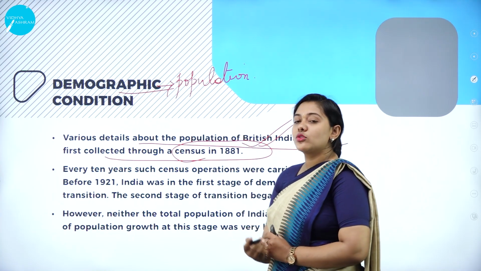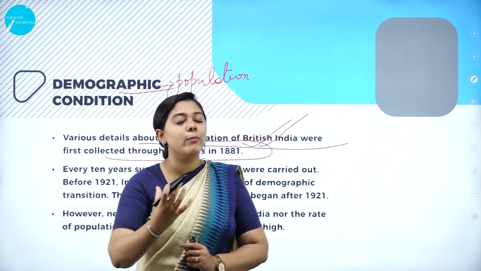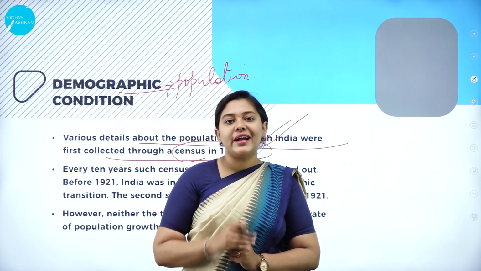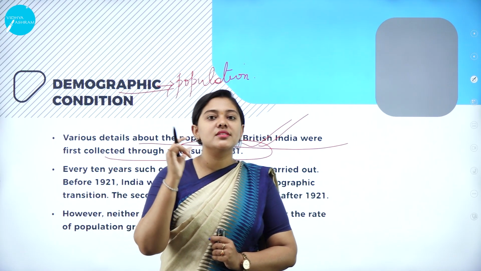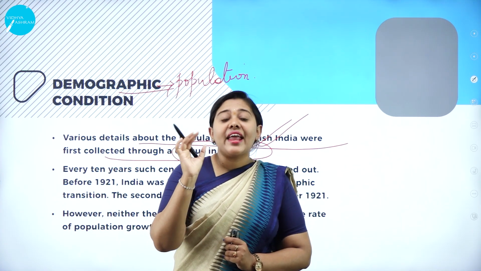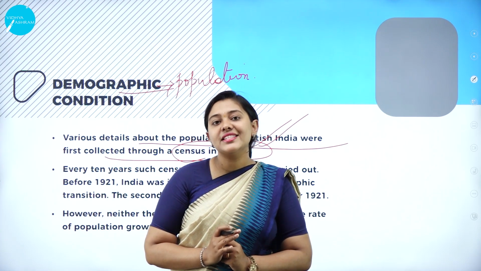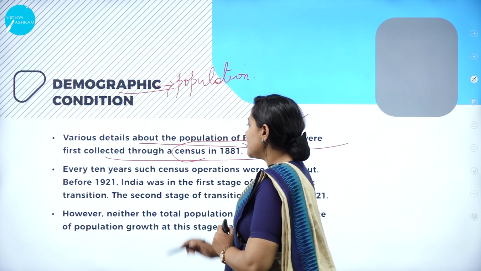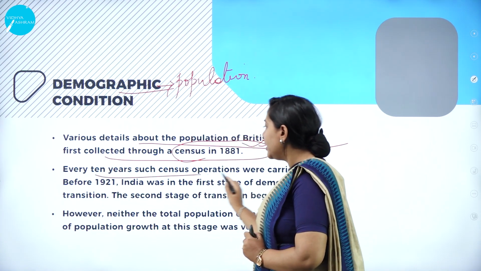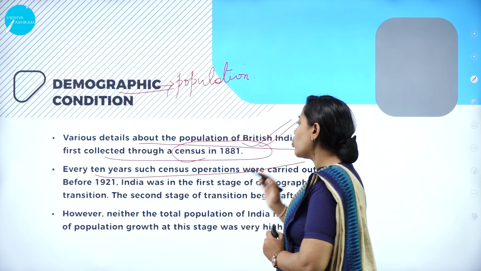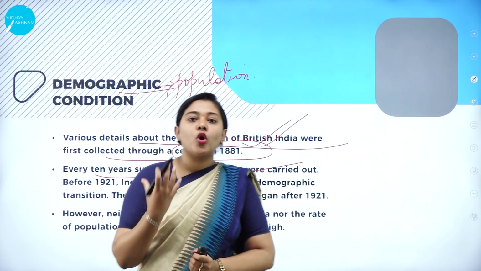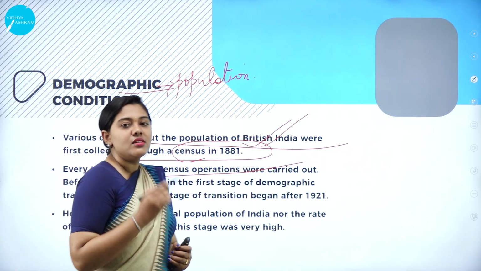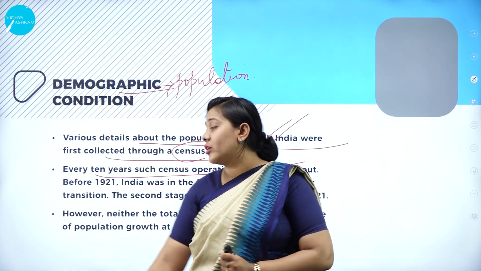So through the census only, they got to know what was the population, how many people are literate. So what do you mean by literate? Literate is nothing but a person who is able to read and write. So that is the situation. Every 10 years such census operations were carried out. So who has brought census to our India? It was the British. So once in 10 years the census was carried out.